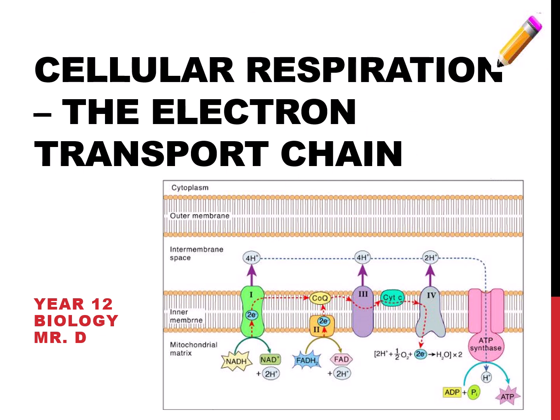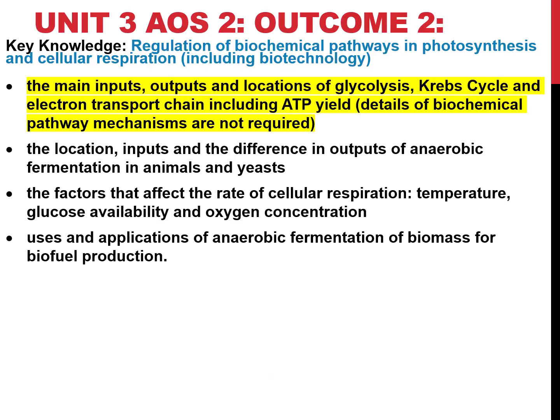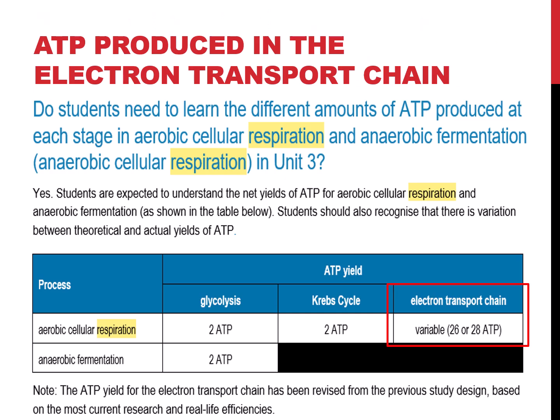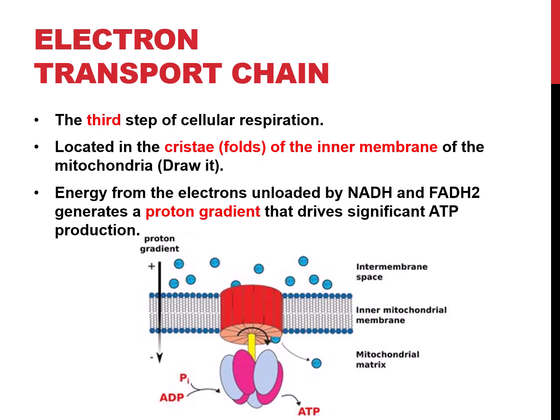Alrighty, so let's look at the electron transport chain in this video. Again, be aware of this 26 or 28 ATP. It's not 27, it's not 25, not 29. It is 26 or 28 from the electron transport chain, totaling to be 30 or 32 ATP for all of aerobic respiration. And of course, in fermentation there is 2 ATP.